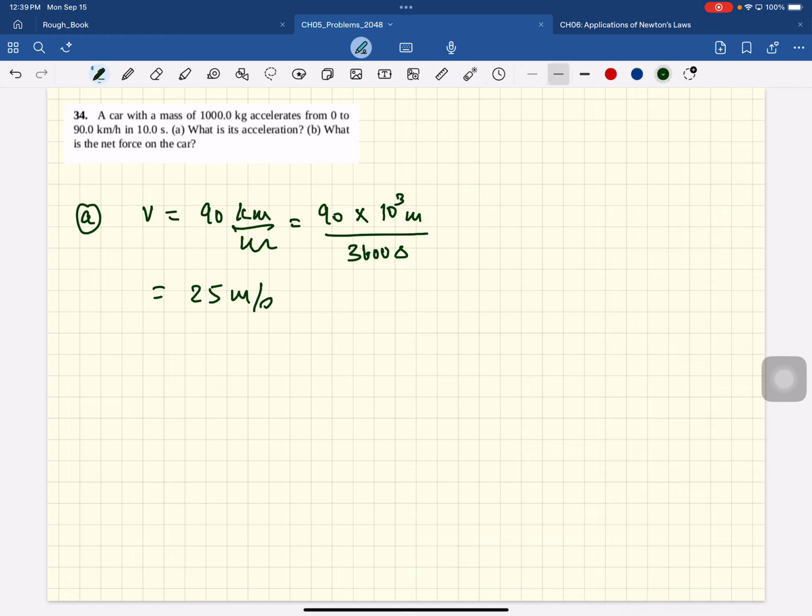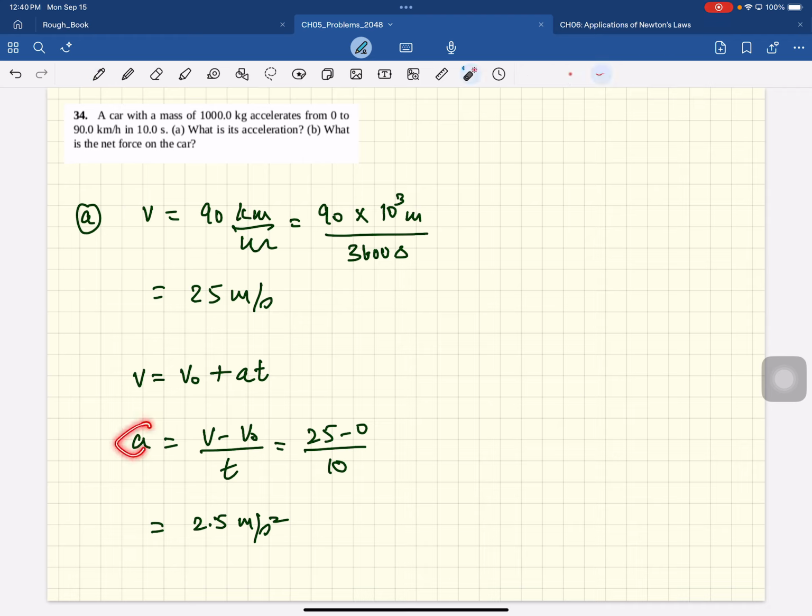Okay, so v equals v naught plus at. So a is (v minus v naught) divided by t. So a, the acceleration, is 2.5 meters per second squared. g is 10 meters per second squared, so you can see this is a quarter of that. So the thrust of the car, so to speak, is a quarter of the weight of the car. Okay, so it's a quarter mg.